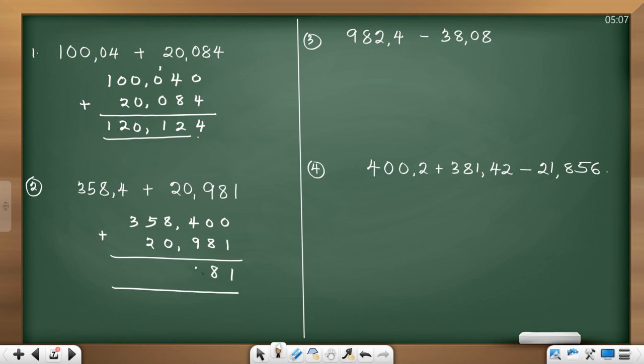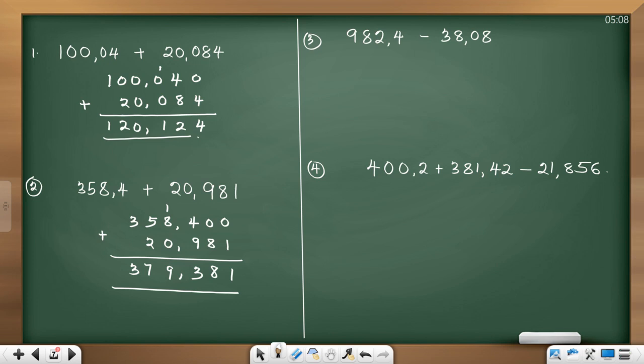9 plus 4 is 13. So I take my 3, put the 1. But remember, your comma stays exactly where it's supposed to be. 1 plus 8 is 9. Plus 0, I have 9. 5 plus 2 is 7. And a 3. We're done.